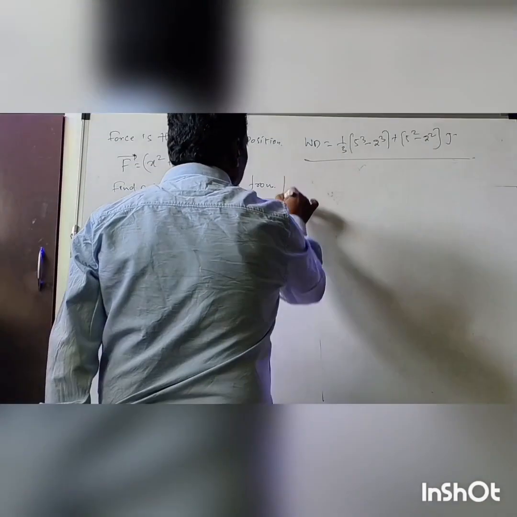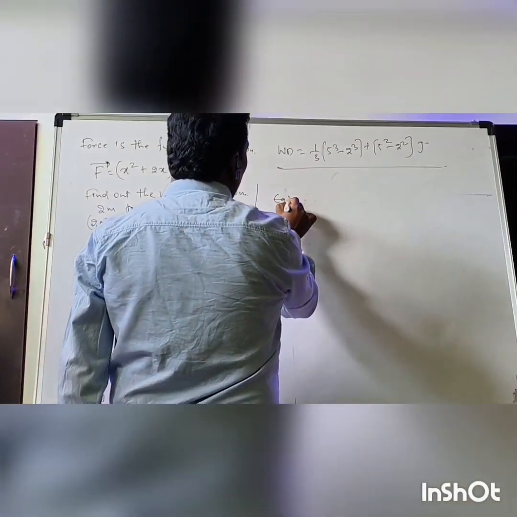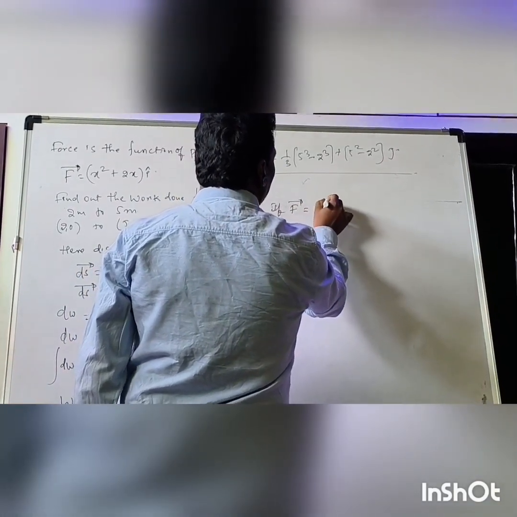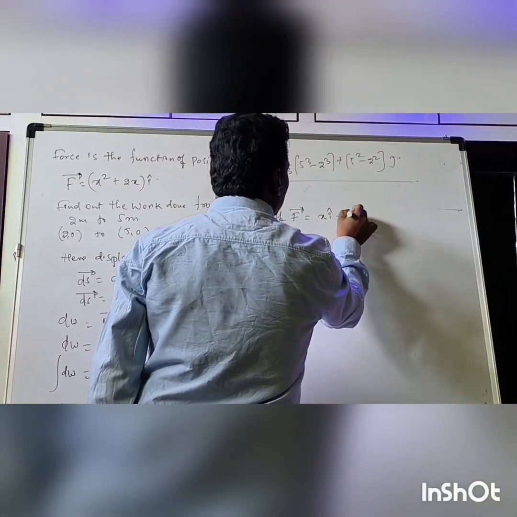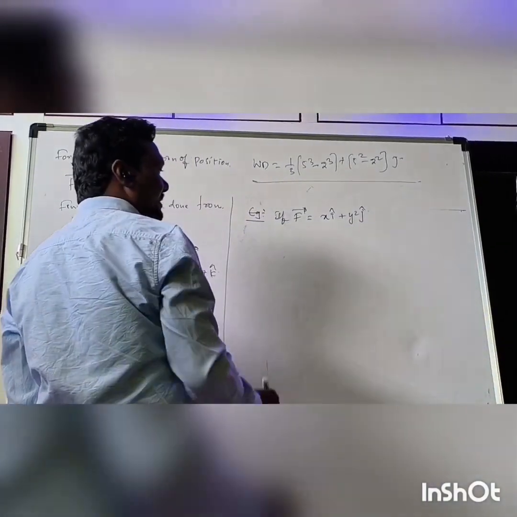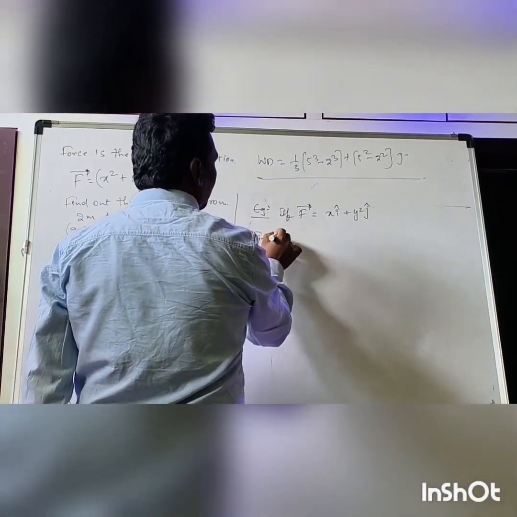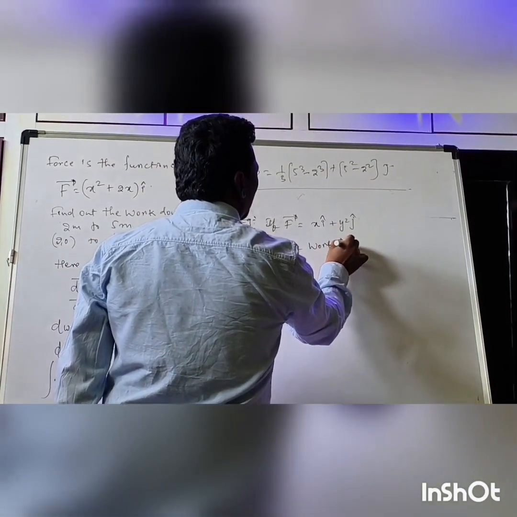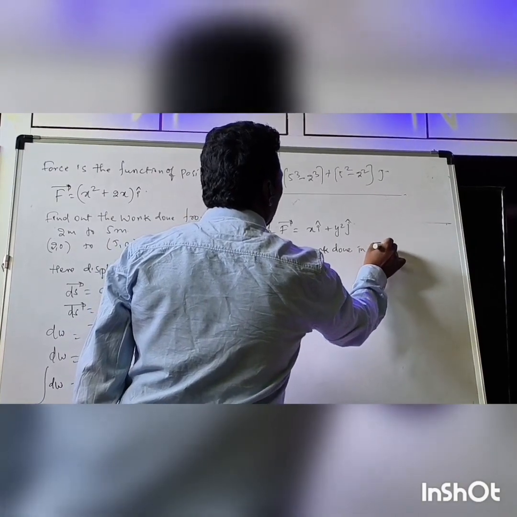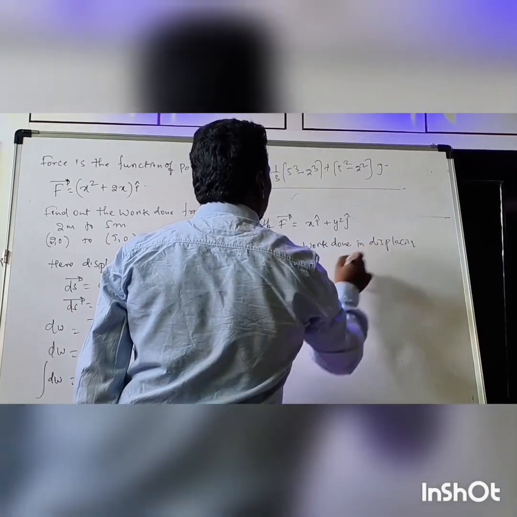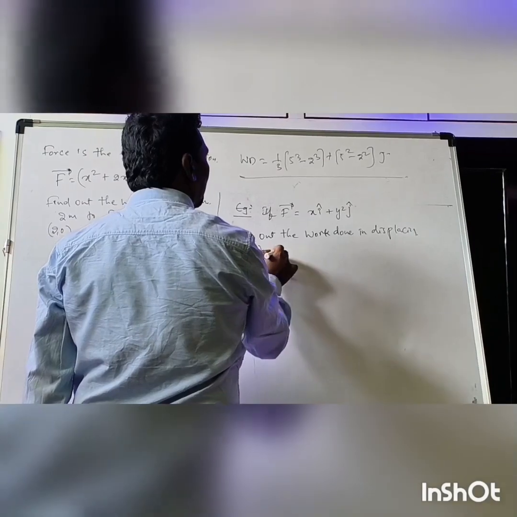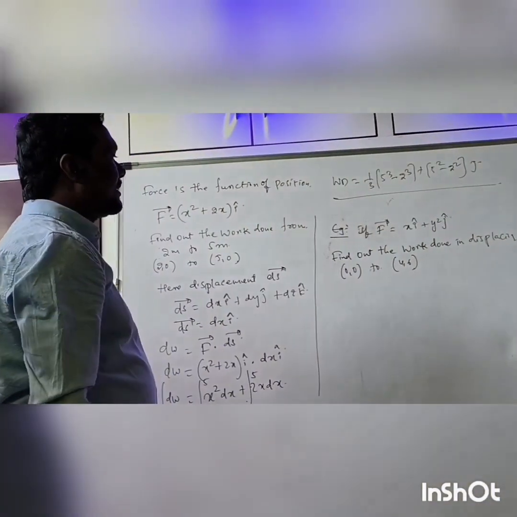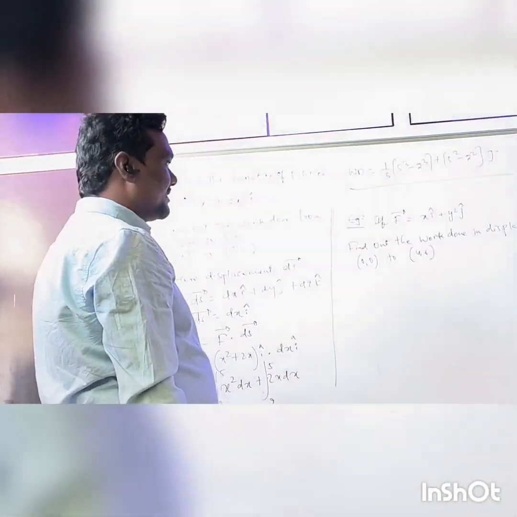Now suppose one more example. If F bar is equal to x i cap plus y square j cap, find out the work done in displacing from 0, 0 to 4, 6. So find out the work done in displacing from 0 comma 0 to 4 comma 6.